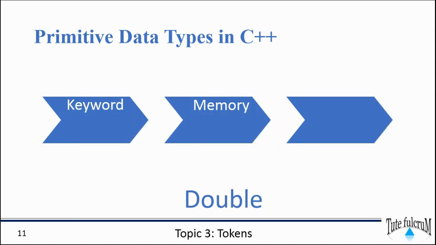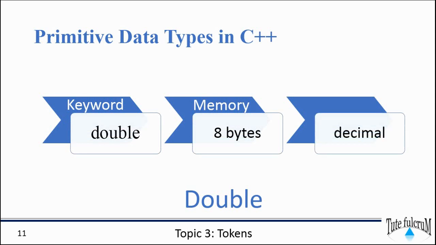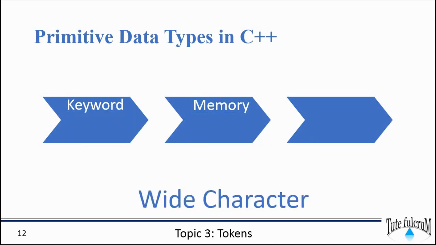Double floating point data type is used for storing double precision floating point values or decimal values. The keyword used for double floating point data type is double, and double variables typically require 8 bytes of memory space.